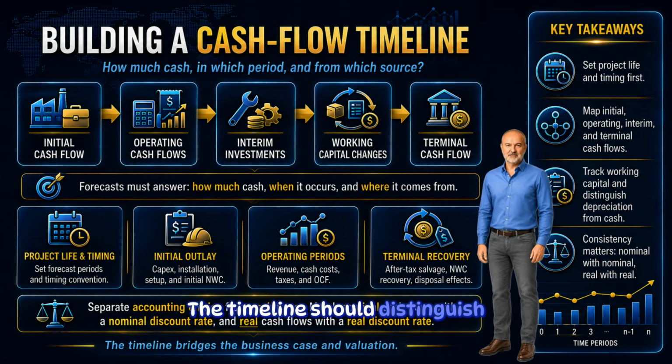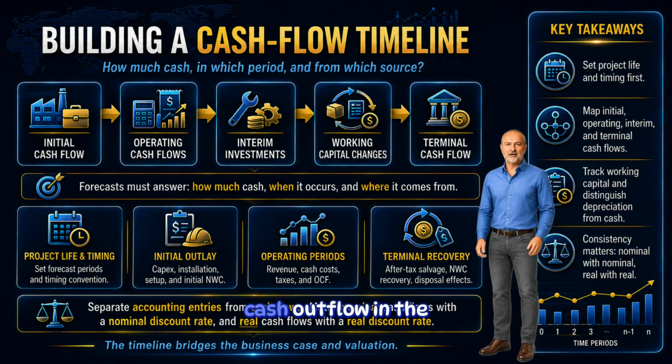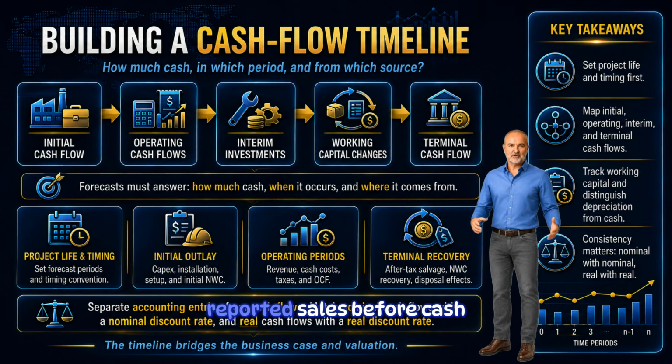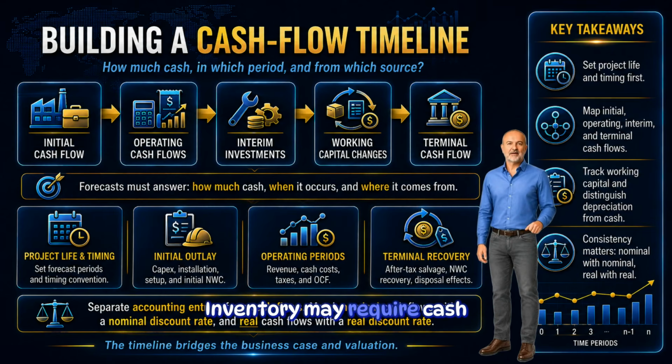The timeline should distinguish between accounting entries and cash flows. Depreciation affects taxes, but it is not a cash outflow in the operating period. Accounts receivable may increase reported sales before cash is collected. Inventory may require cash before revenue appears.